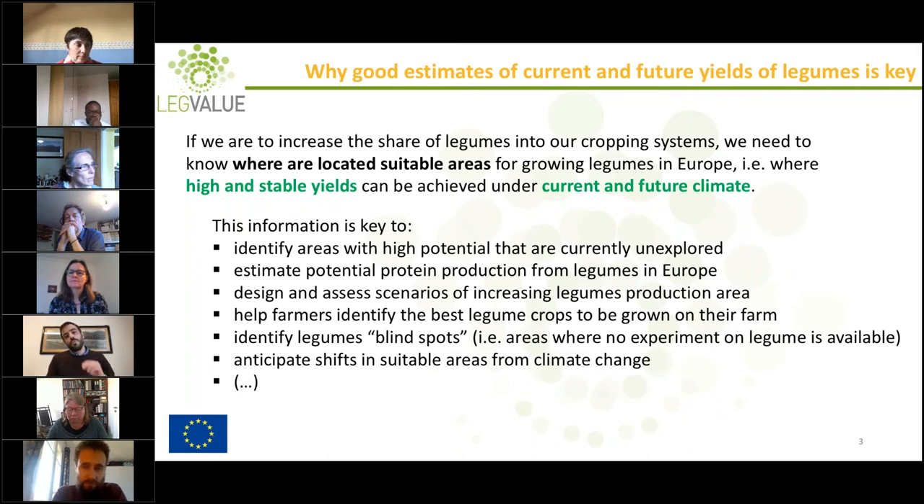we really need to have a precise estimation of legume yield potential to establish realistic future scenarios, especially in the light of climate change conditions. So we don't really know what is the exact link between pedoclimatic conditions and the actual performances of the legumes. And also we don't know what would be the best legume species to be grown in a certain place given the environmental conditions.